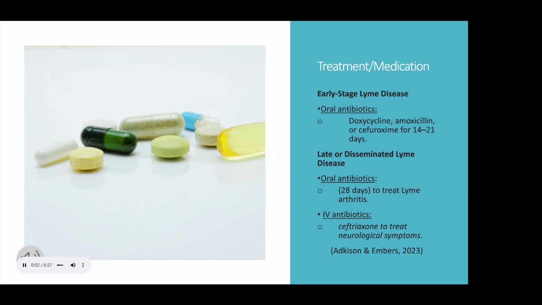For the treatment, medication for Lyme disease, the early stage Lyme disease is treated with oral antibiotics such as doxycycline or amoxicillin for 14 to 21 days. For late or disseminated stages, longer antibiotic treatments are required. Severe cases with neurological symptoms may need IV antibiotics like ceftriaxone.